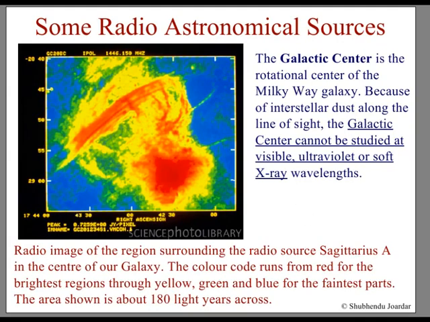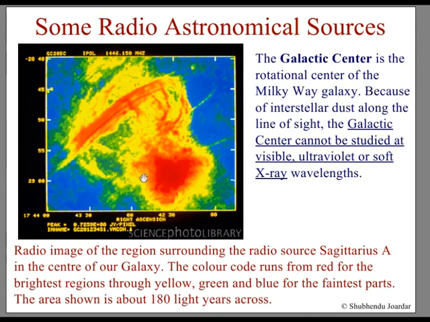Okay. Now, I'll read this one. The galactic center is the rotational center of the Milky Way galaxy. Because of interstellar dust along the line of sight, the galactic center cannot be studied at visible, ultraviolet or soft X-ray wavelengths. You cannot penetrate through this dust to look into the center in these wavelengths. But in radio you can actually see what is there.